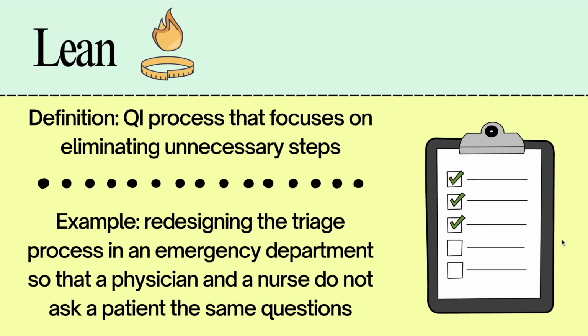A good way to remember the definition of lean is that when somebody gets lean in a weight loss journey, for example, they're trimming unnecessary fat. In QI lean, you are trimming unnecessary steps, unnecessary inefficiencies in a process.